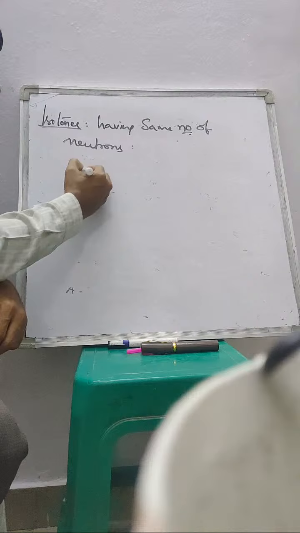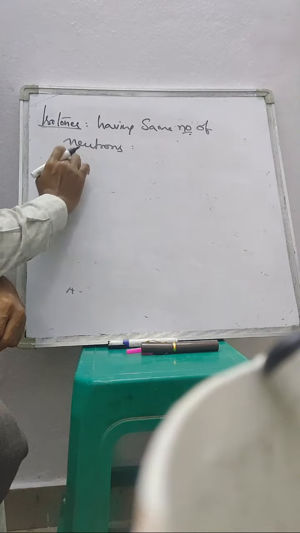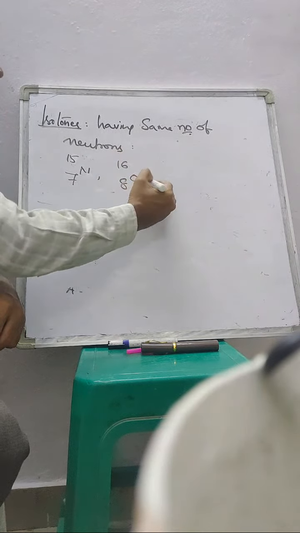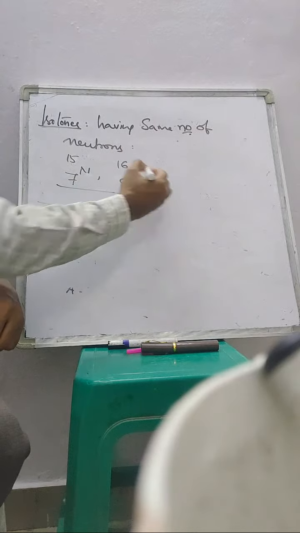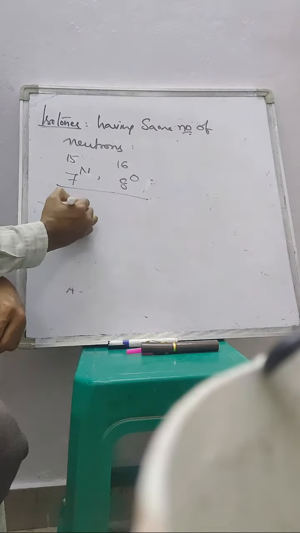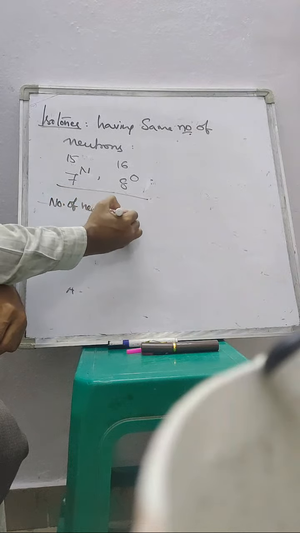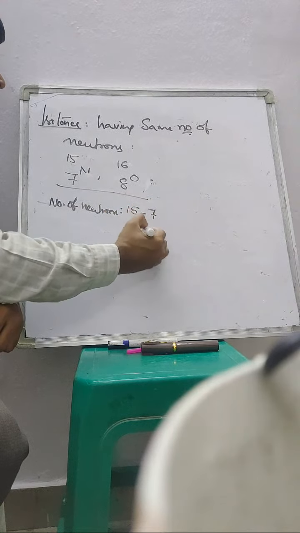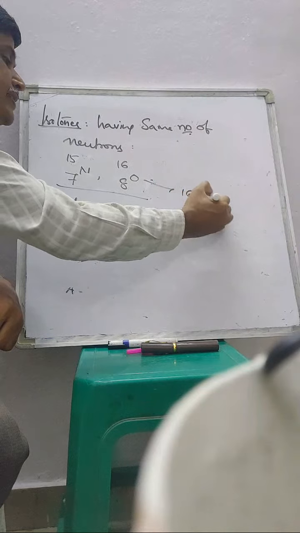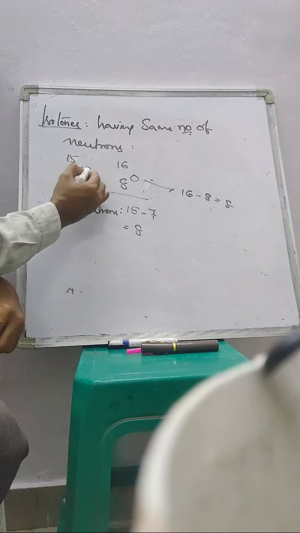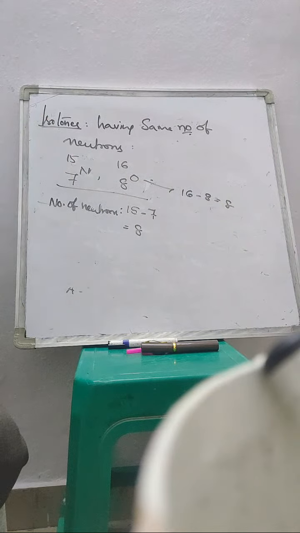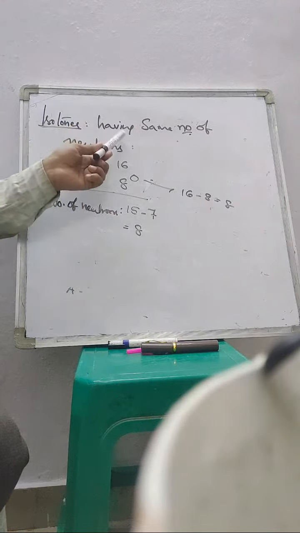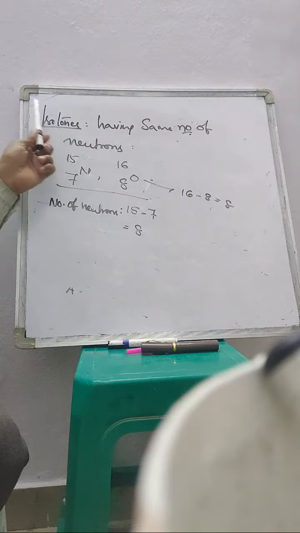For example, if you take 7N15 and 8O16, these two correspond to isotones, because, as we have seen previously how to calculate the number of neutrons, A minus Z, 15 minus 7 is 8. What about here? 16 minus 8 is also 8. As these two species have the same number of neutrons, they are called isotones.